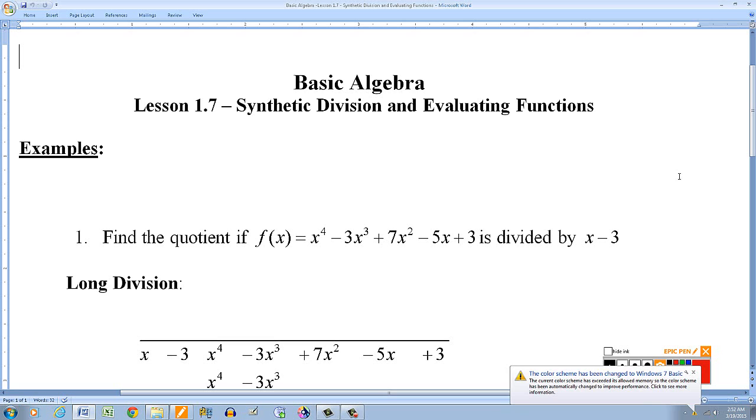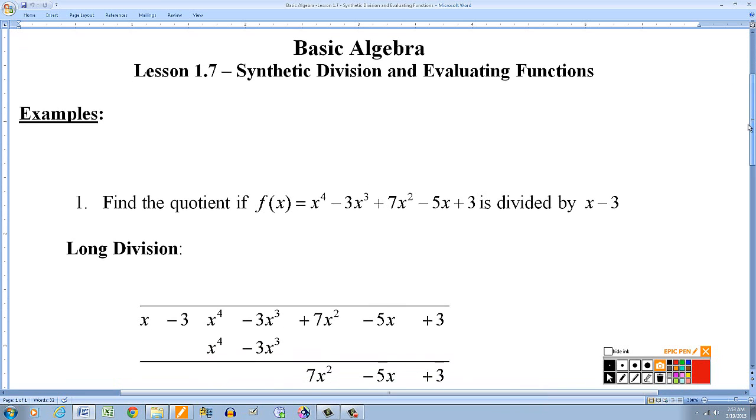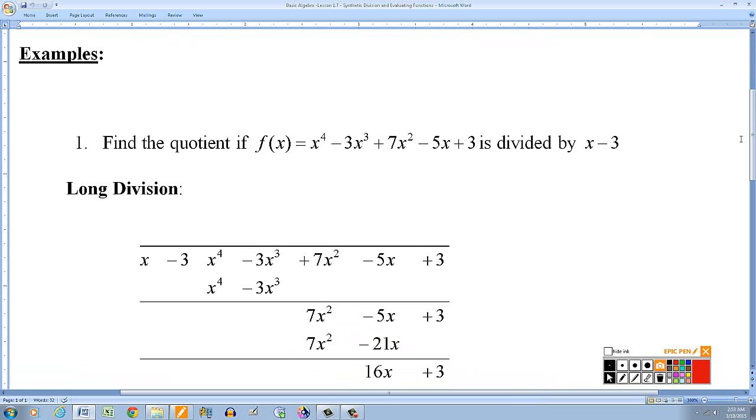So just to remind you, I'm going to do the long division here. I kind of have it set up just to save some time and shorten the video a little bit. So remember, when you use long division, the dividend, which is this polynomial here, has to be in descending power. So we have all the terms in descending power: x to the fourth minus 3x to the third plus 7x squared minus 5x plus 3. And we're going to divide.